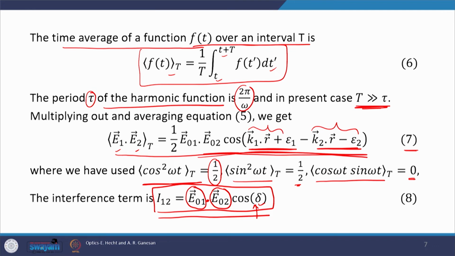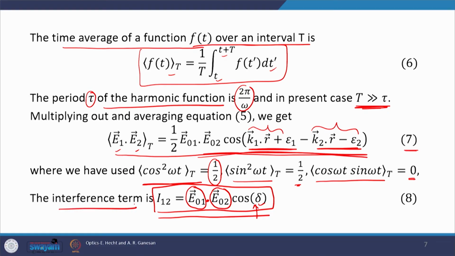Polarization is associated with E naught 1 in the form of a vector. Similarly, the polarization of wave 2 is associated with E naught 2 in the form of a vector. Now, we are taking the dot product between these two vectors. Therefore, the relative orientation of these two polarizations, which are associated with the two waves, will affect the output and decide the value of I12, the interference term.